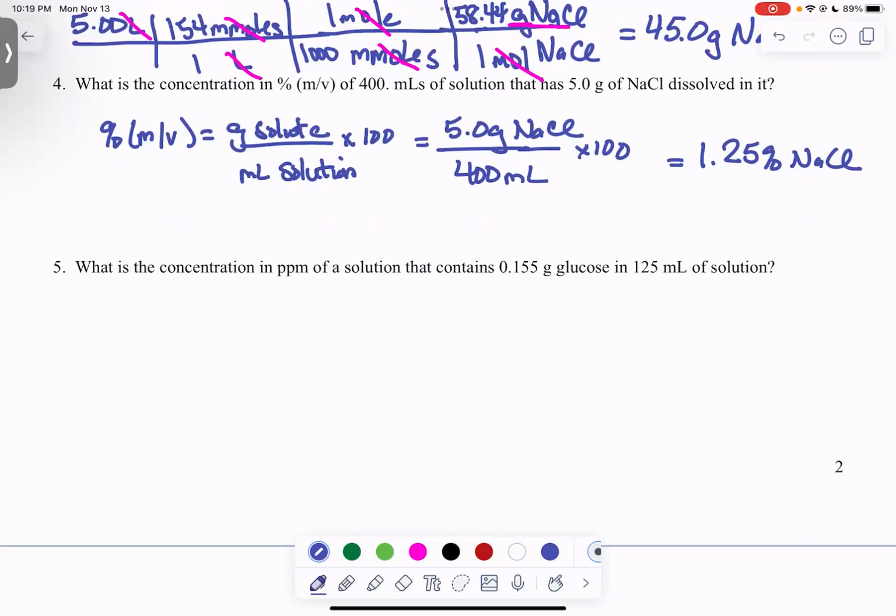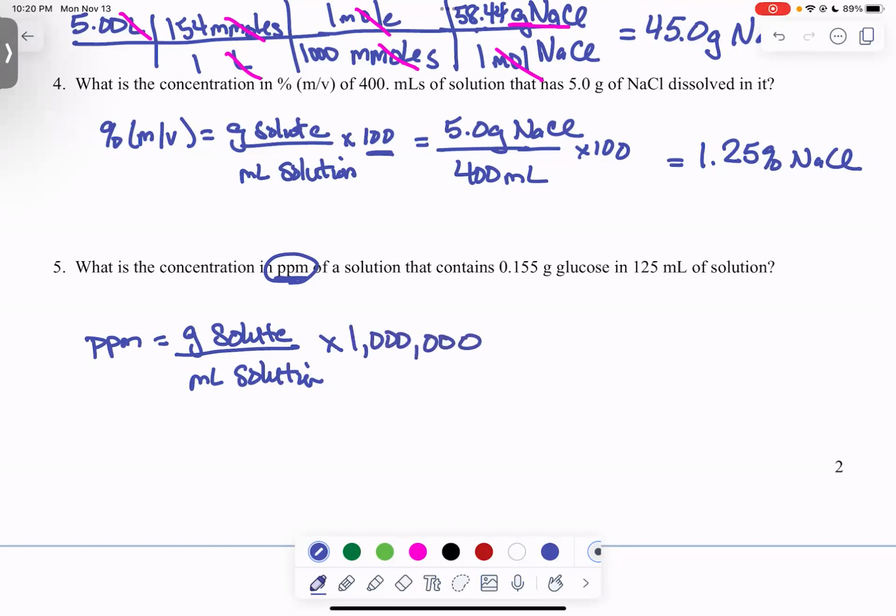All right, what is the concentration in parts per million of a solution that contains 0.155 grams of glucose in 125 milliliters of solution. If I see ppm, I just go and get that formula. ppm, parts per million, equals our grams of solute over milliliters solution. And instead of being times 100, it's going to be times 1,000,000.